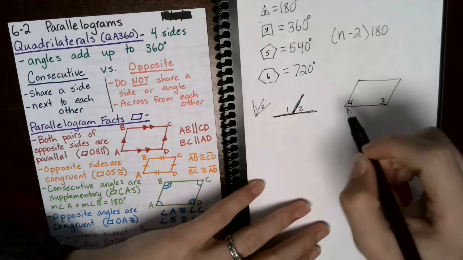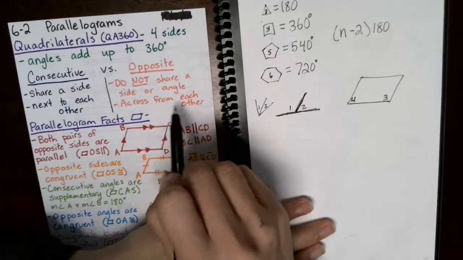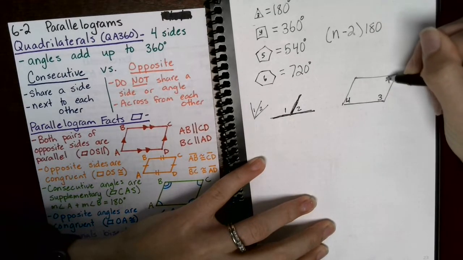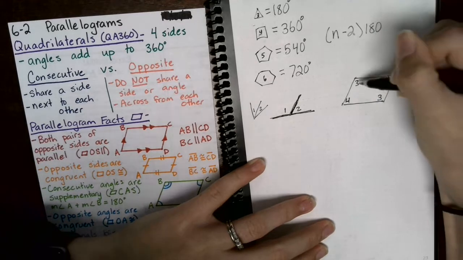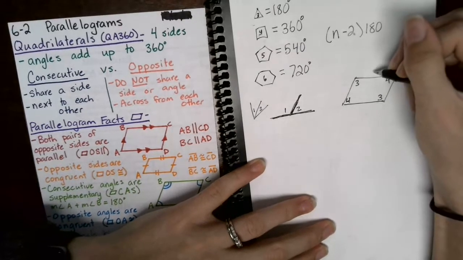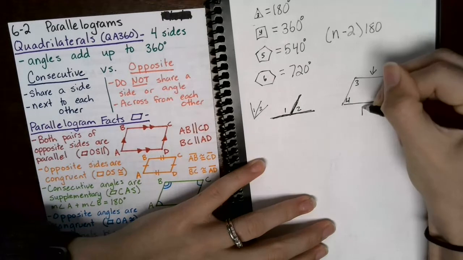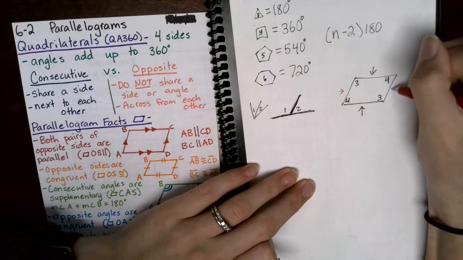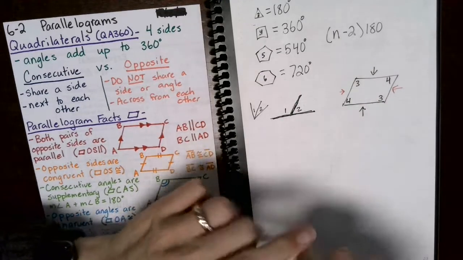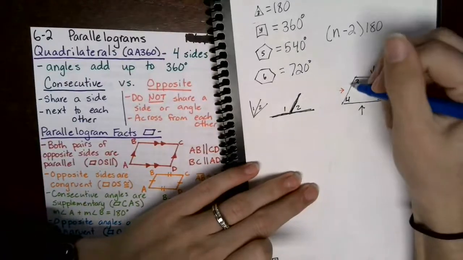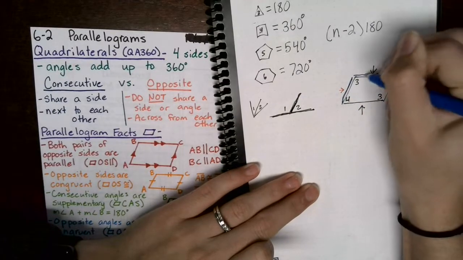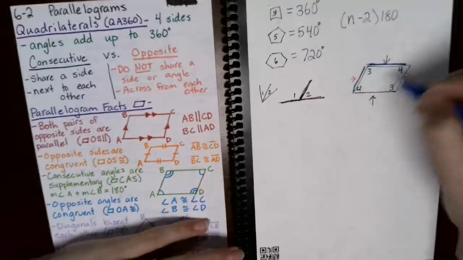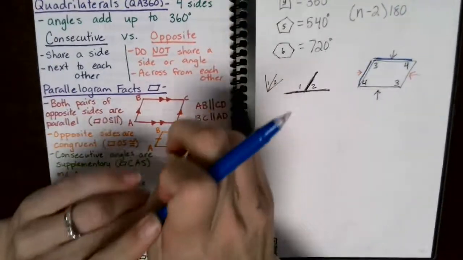consecutive, okay? And then opposite, they do not share a side or angle, and they're across from each other. So 4 would be opposite of this 4. 3 would be opposite of this, okay? And then opposite sides. So this side is opposite this side, and then this side is opposite this side. Well, consecutive sides would look a little bit different, okay? These two sides are consecutive. They're next to each other, okay? So that's just something to keep in mind when we get to these parallelogram facts down here.